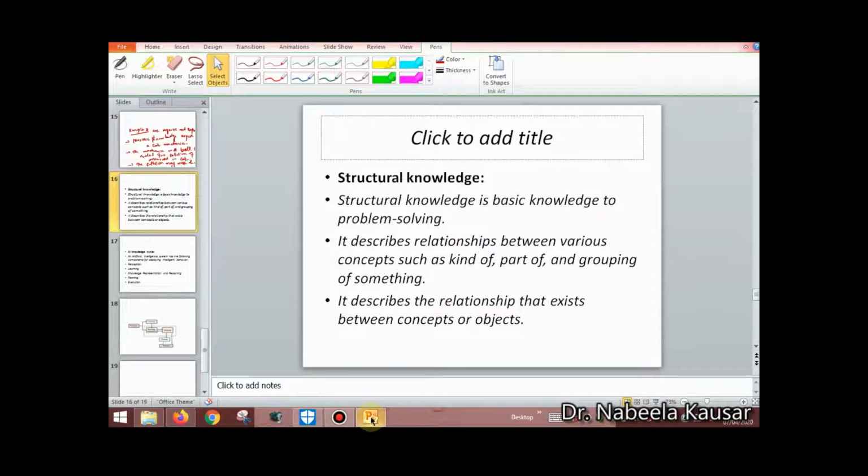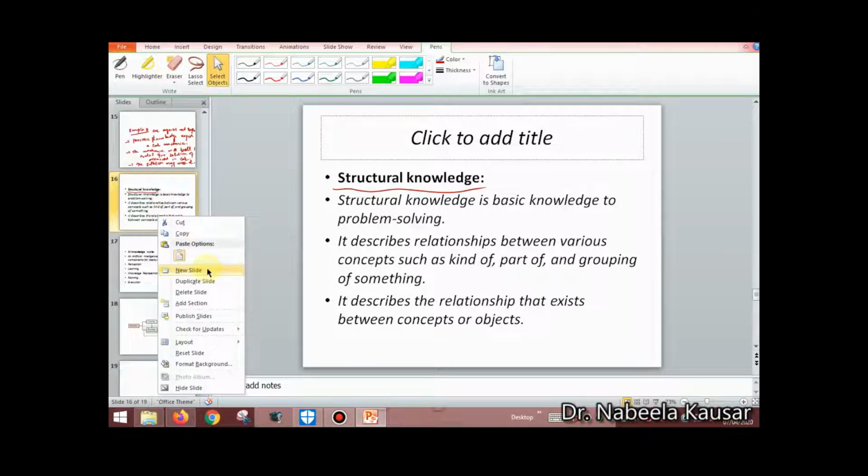Next type of knowledge we are going to discuss is the structural knowledge. Structural knowledge is basic knowledge to solve any problem. It describes the relationship between various concepts such as kind of, part of, and grouping of something. It shows the relationship that exists between the concepts or objects. Now we'll discuss this structural knowledge with example.